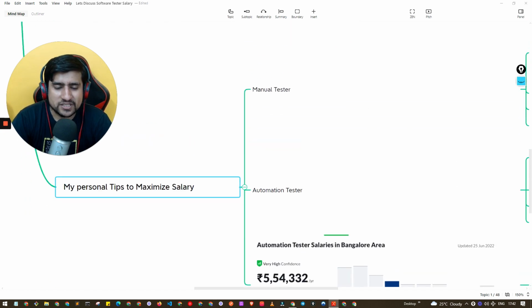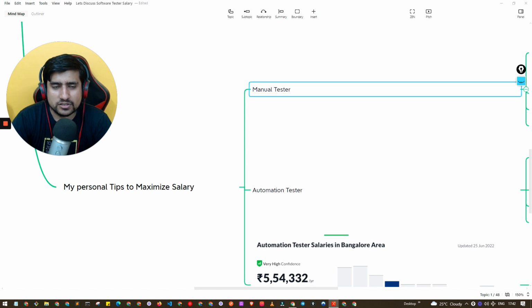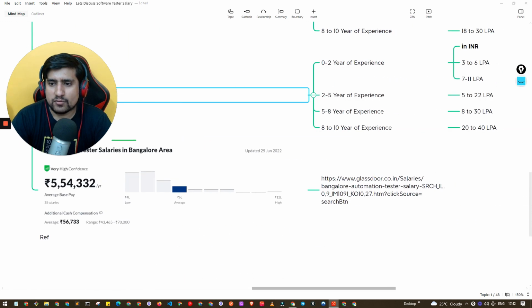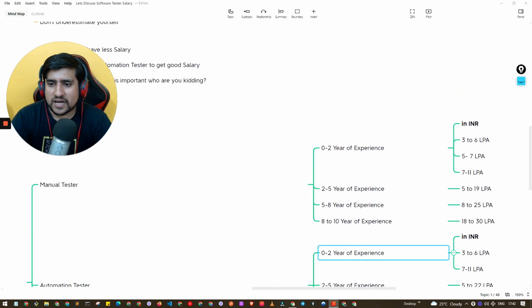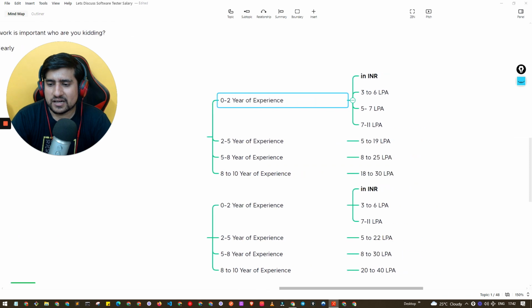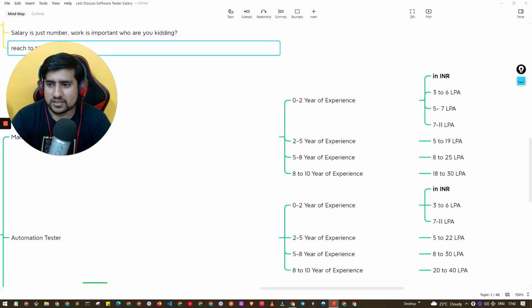My personal tips to maximize your salaries. I think if you are a manual tester, learn more skills. Add API testing, manual API testing, or you can add automation API testing. Or if you are already an automation tester, add more skills related to the CI/CD and other things. For automation tester, I think I have already added. This is the salary that I have basically researched about it.